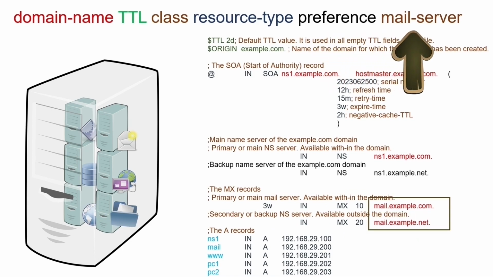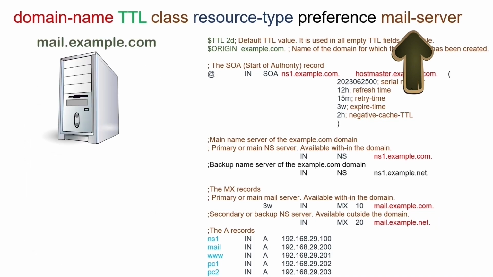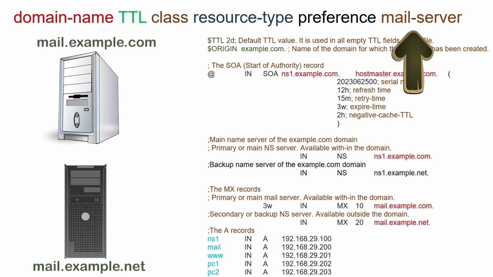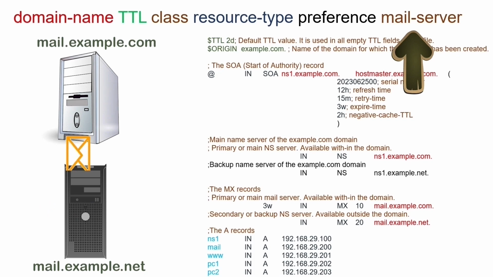The mail server field defines the email server for the domain we configure in the domain name field. In this example, we configured 2 mail servers, mail.example.com and mail.example.net, for the domain example.com. We configured mail.example.com as the primary mail server and mail.example.net as the backup mail server. Our primary mail server is available within the domain. Our backup mail server is available in the external domain. With this configuration, if the primary mail server fails, the backup mail server will receive mail for the domain and forward it to the primary mail server as soon as it comes online again.